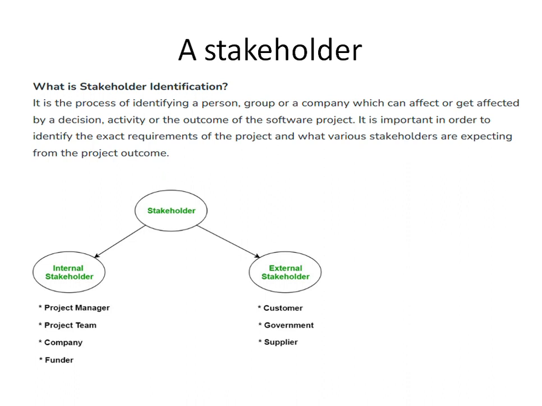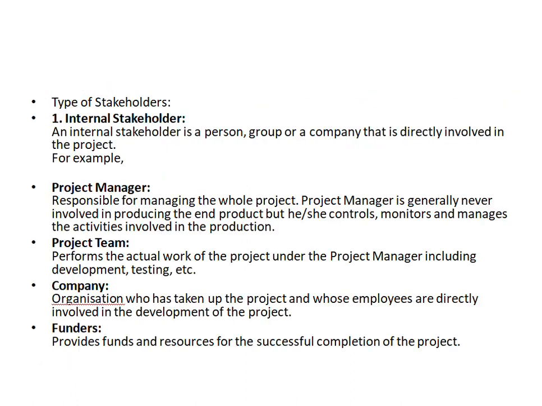Stakeholders are identified as a person, group, or company which can affect and be affected by the decisions, activities, or outcomes of the project. It is important in order to identify the exact requirements of the project and what various stakeholders are expecting from the project outcomes. You have two types: one is the internal stakeholder and the other is the external stakeholder. You have the project manager, project team, company, funder, customer, government, and supplier.